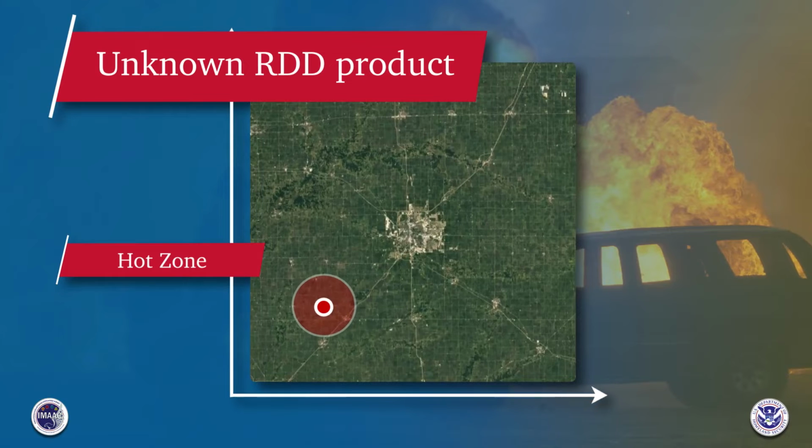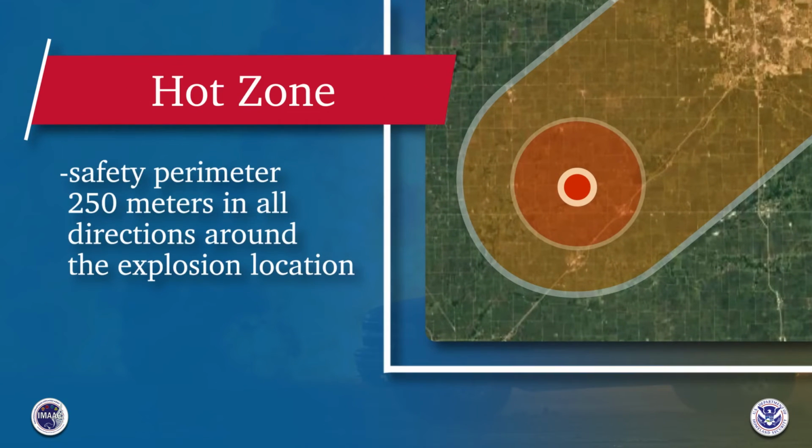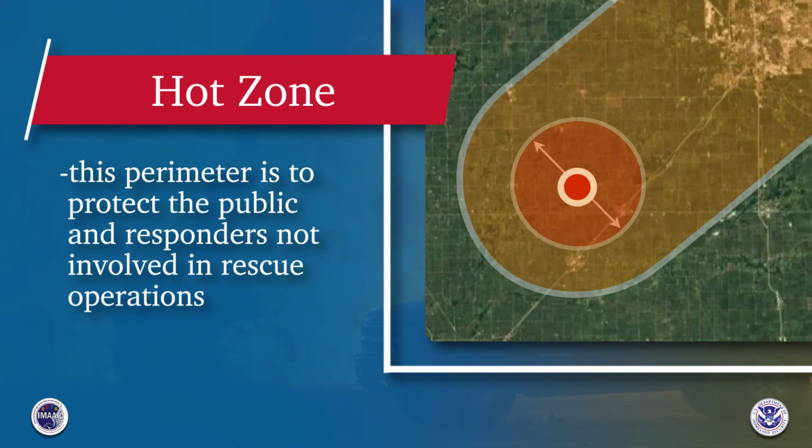This product will show two areas: an initial hot zone and a shelter-in-place zone. The hot zone is a safety perimeter 250 meters, or approximately 800 feet, in all directions around the explosion location. This perimeter is to protect the public and responders who are not involved in life-saving rescue operations from potential radiation exposure.